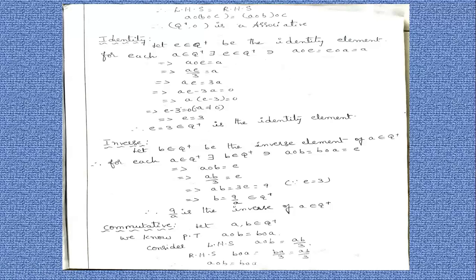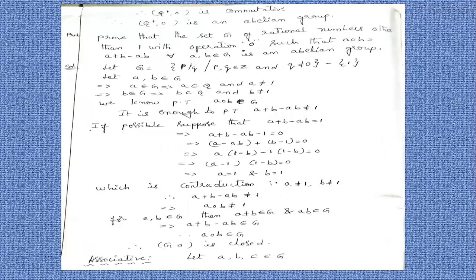Therefore, A circle B equals B circle A. Therefore, Q plus is commutative. Therefore, Q plus satisfies closure, associative, identity, inverse and abelian. Therefore, Q plus circle is an abelian group. Students, are you understood? Next, we are moving to the theorem.